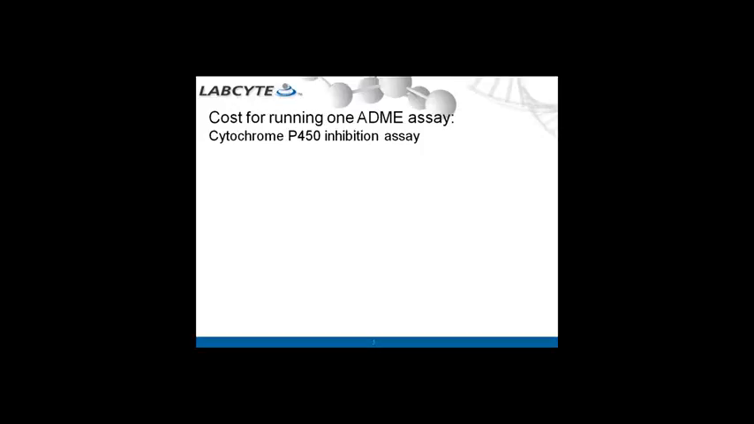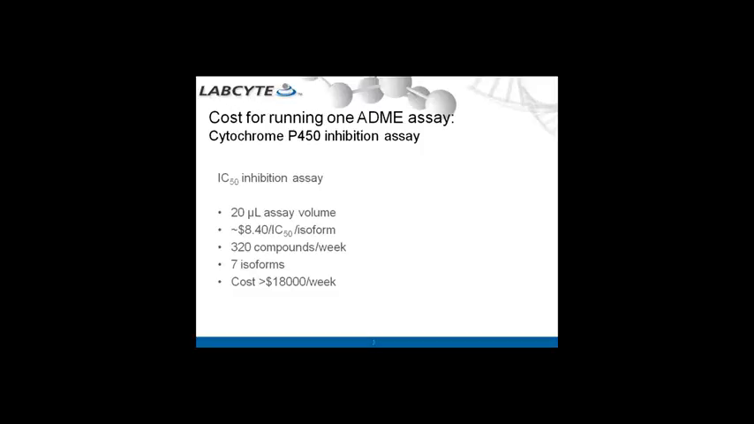So in a CYP inhibition assay, if you have a 20 microliter reaction, you are expected to spend about $8 per compound per isoform. If you run 320 compounds per week on 7 isoforms, you can expect to spend over $18,000 per week. In fact, I know many ADME groups are running 100 to 300 microliter reactions for this assay. The cost for running a CYP inhibition assay is very, very high.